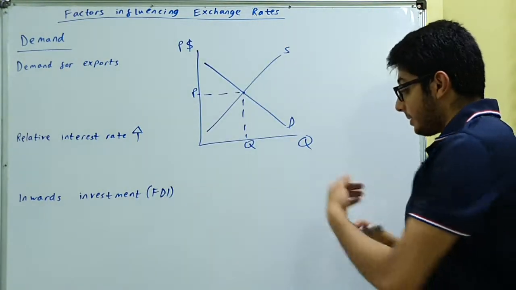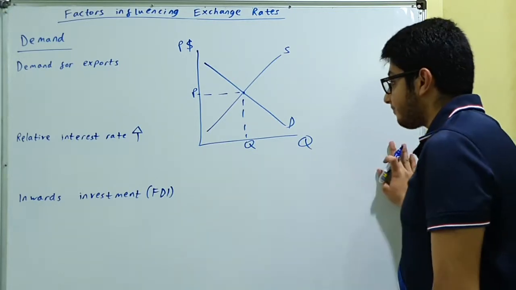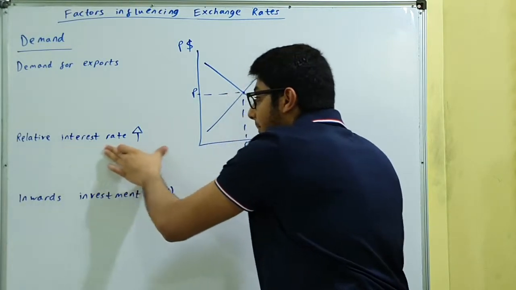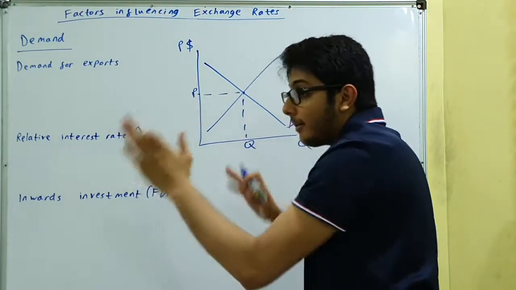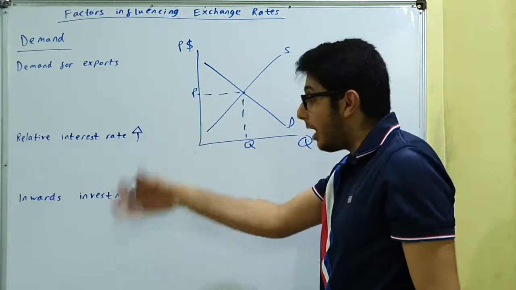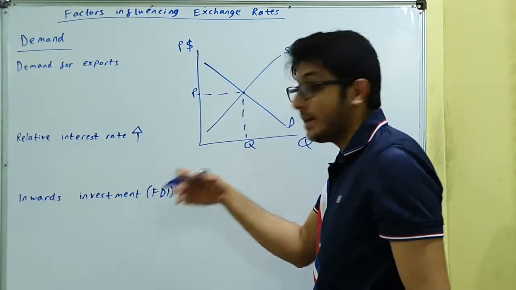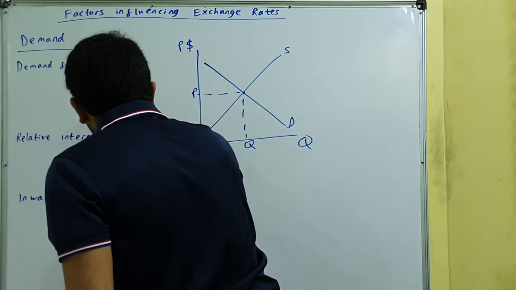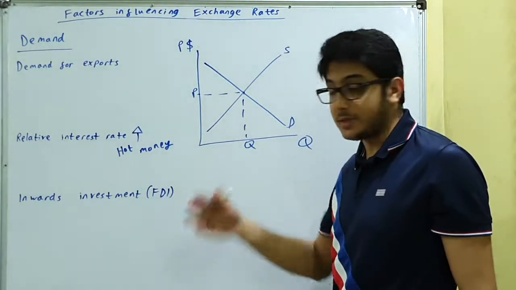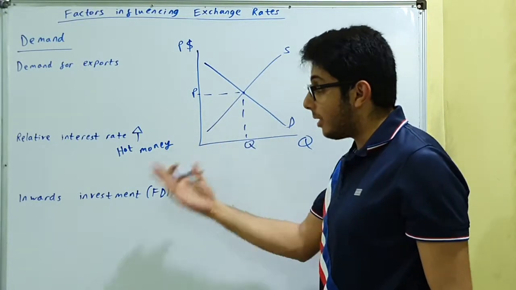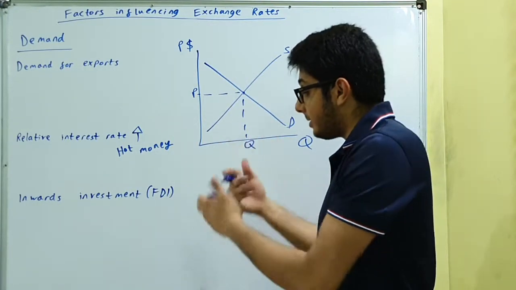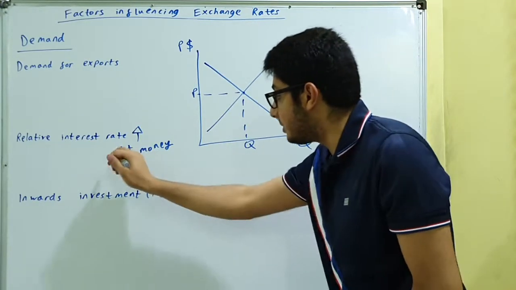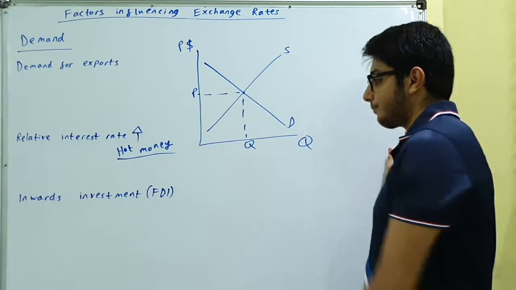Inwards investment, so foreign direct investment. Oh, by the way, just one thing. With the money moving to banks where they're going to get higher returns because of higher interest rates, that money is called hot money. You may have heard that term before. So it's hot money flows. Interest rates go up, more hot money flows, so the demand for that currency is going to increase. Hot money. It's a good term to use in your essays.